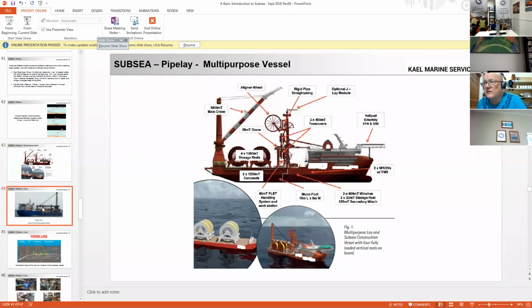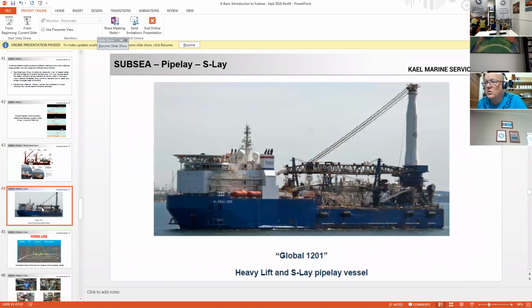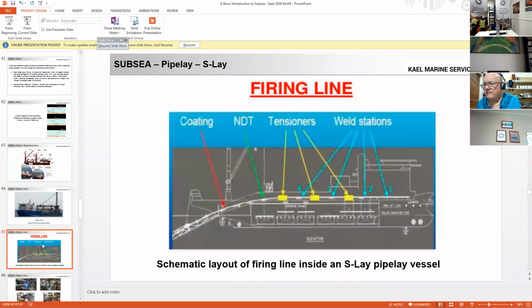Okay, moving on. Global 1201, which is Technip's vessel, a heavy lift and S-lay vessel. It has a pipe lay coming out the back. This is a firing line in an S-lay vessel, and this is how it happens below the decks. You have your welding stations as the pipe's moved. You have tensioners to keep the tension on the pipe so it doesn't run away. You have your non-destructive testing area just before it goes subsea. And then where the sections have been welded together, you put the field joint coating on just before the pipe is sent overboard. So it's basically a factory.